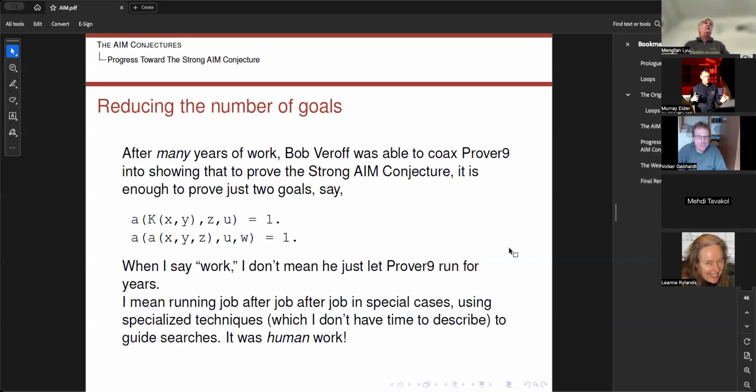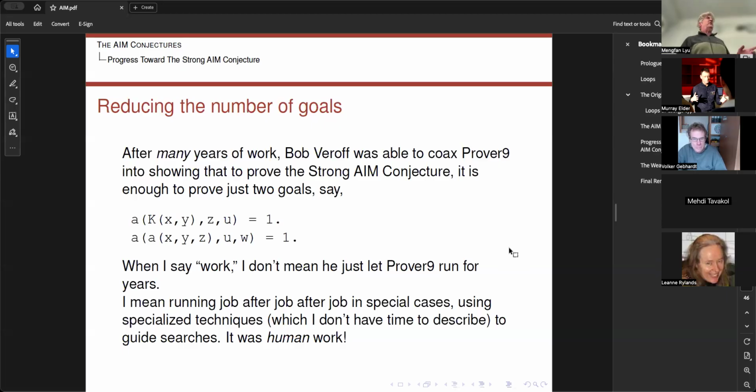Now, after many, many years of work, and this was, I would say, about 15 years of work, my co-author Bob, who was the one actually running the jobs and using all kinds of techniques to coax Prover9 to do things, was able to reduce the problem to showing that only 2 of the goals are enough. If you can prove 2 of the goals, all 7 of them hold, as it turns out. There are some equivalences here. There are different pairs you can pick, but this is typically an example.